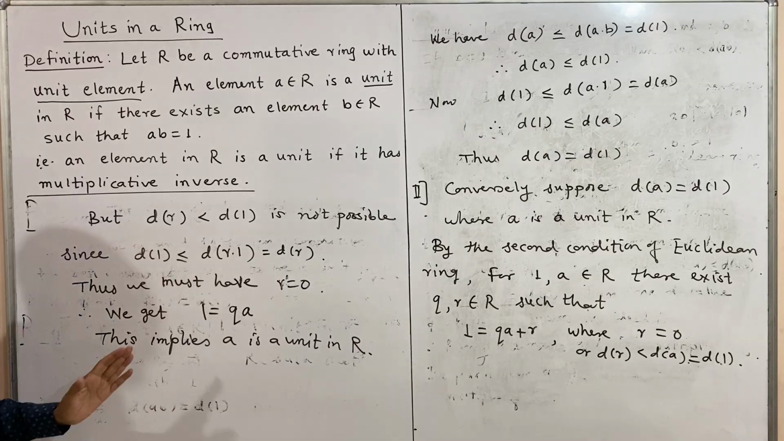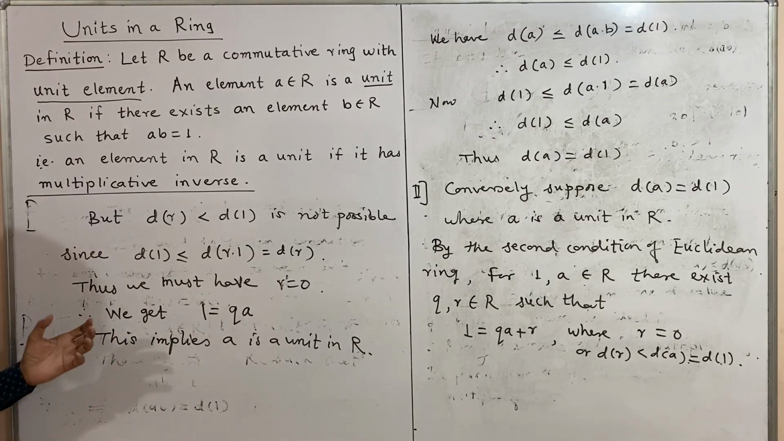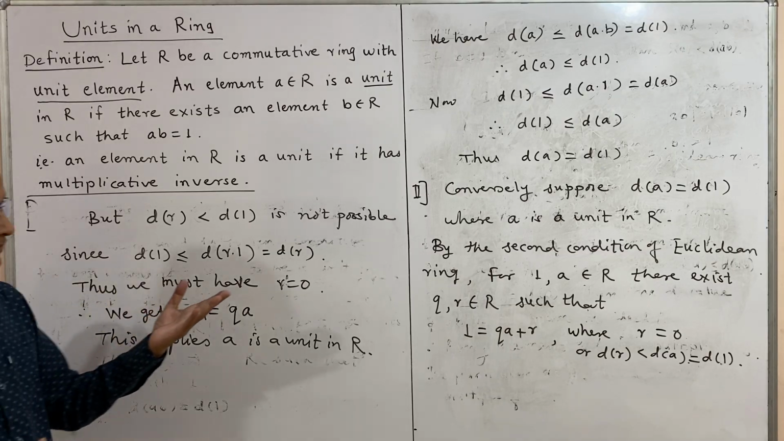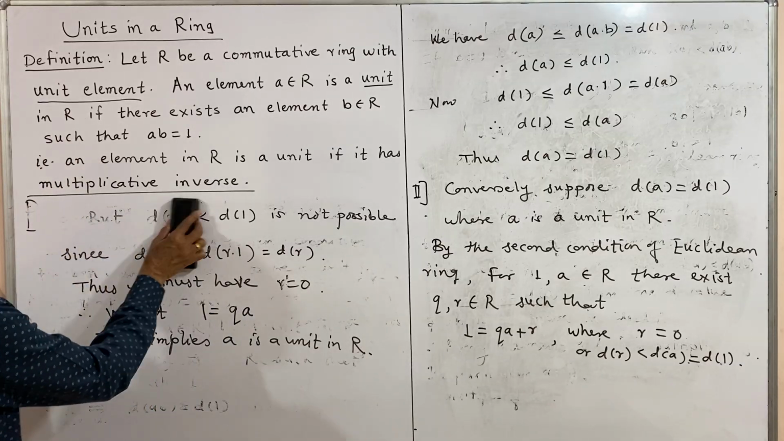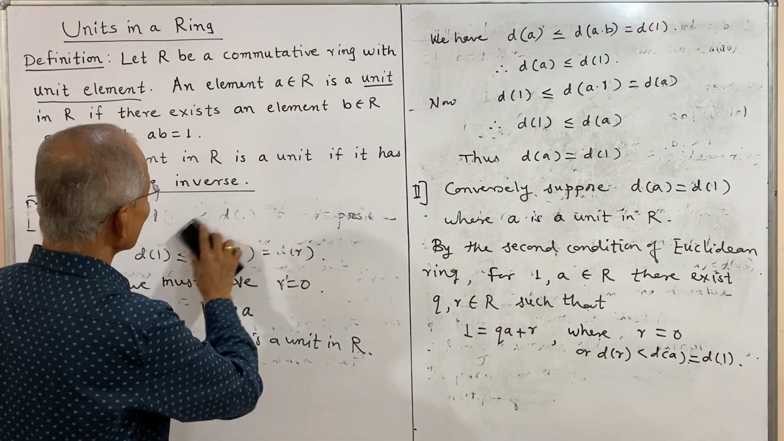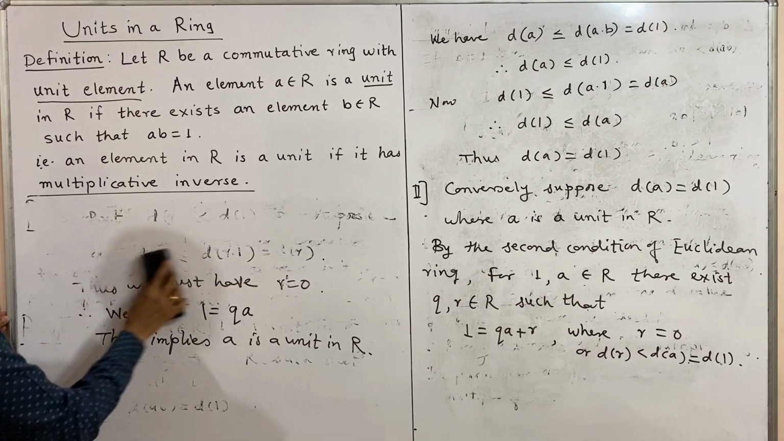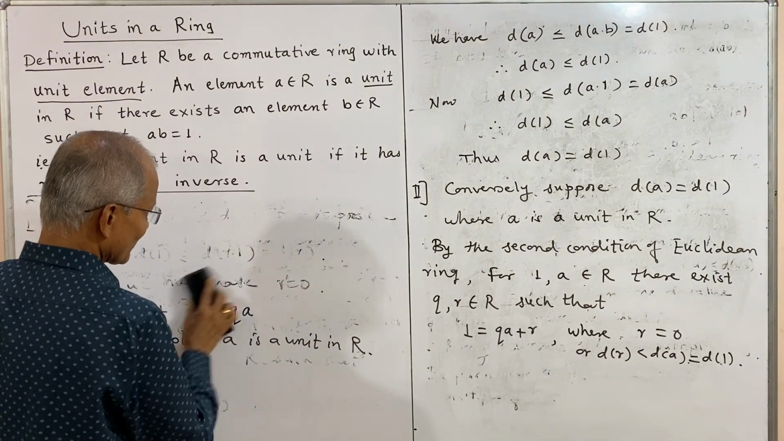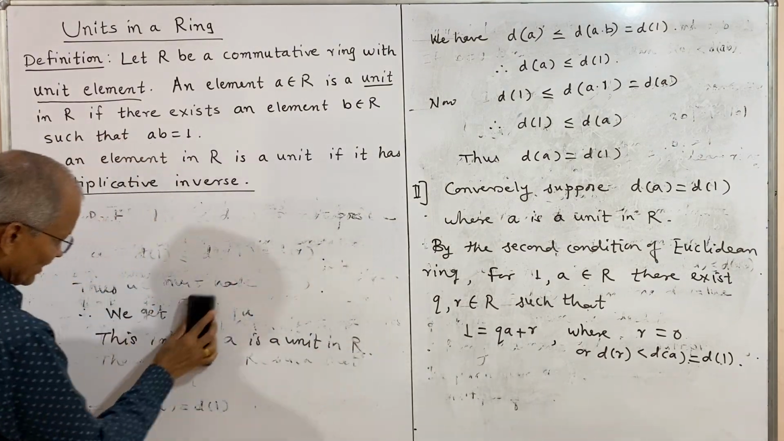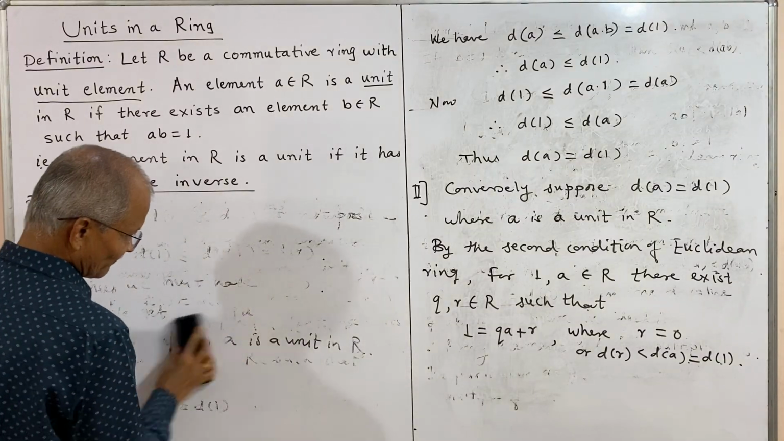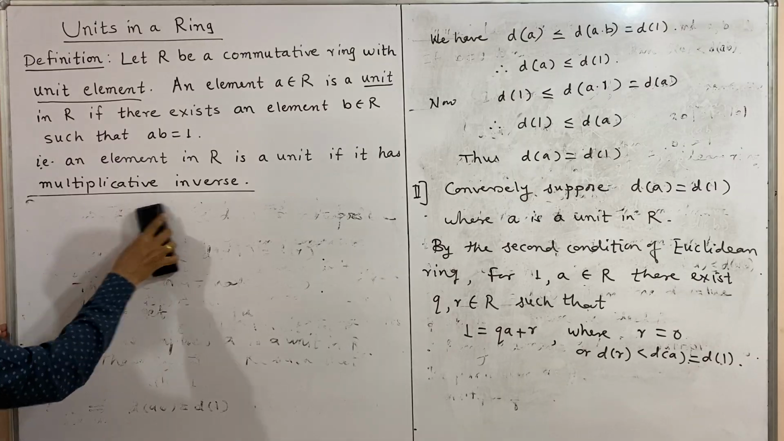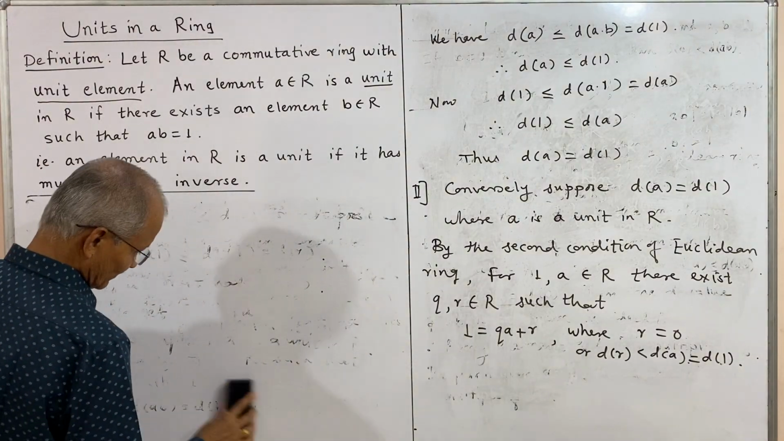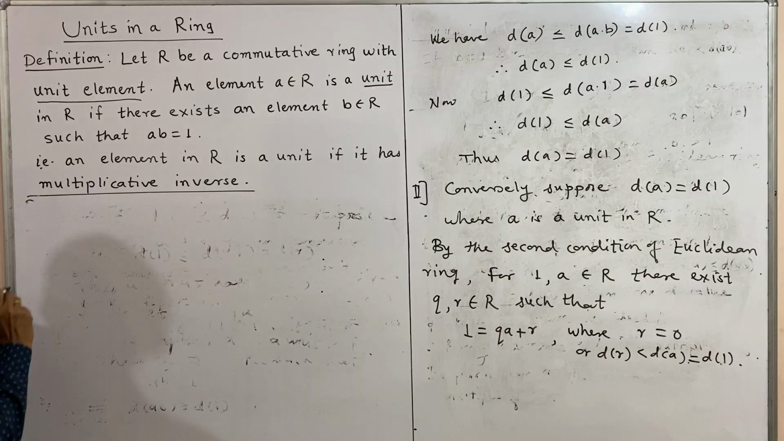So this is the necessary and sufficient condition for a unit: a is a unit if d value of a is equal to d value of 1. This is a problem that we have seen for units. There is another example: if U is an ideal of a ring and U contains a unit of R, then U is equal to R. That is the second problem.